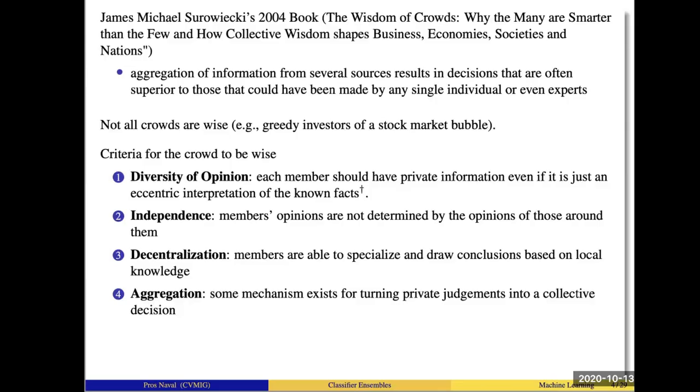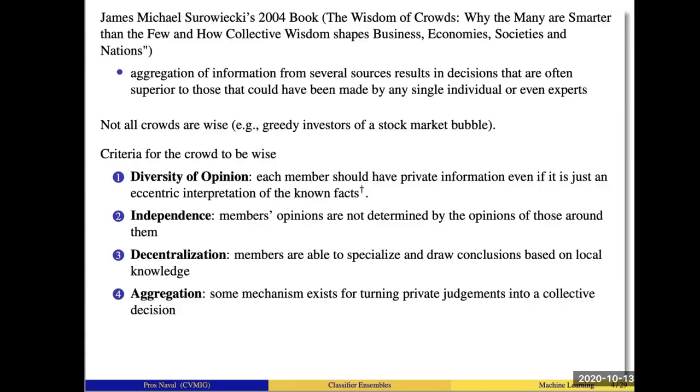So, that apparently eccentric interpretation of nature influencing our decision making actually is based on some sound scientific facts, that the moon would tend to influence our tendency to be depressed or to be calm. So, that diversity of opinion is actually needed. Diversity is very important. Second, independence.